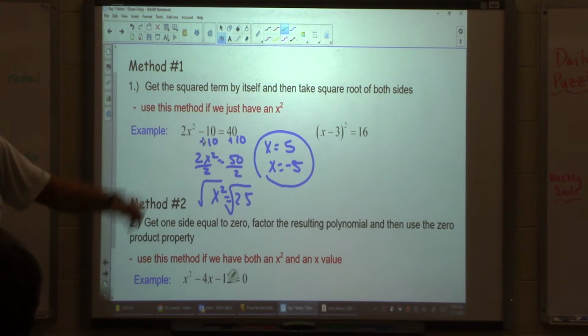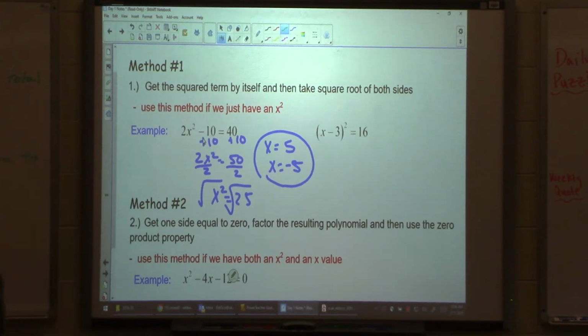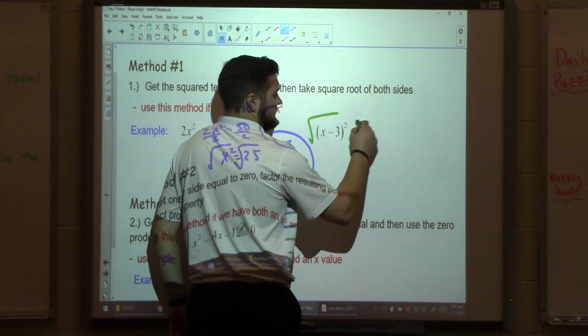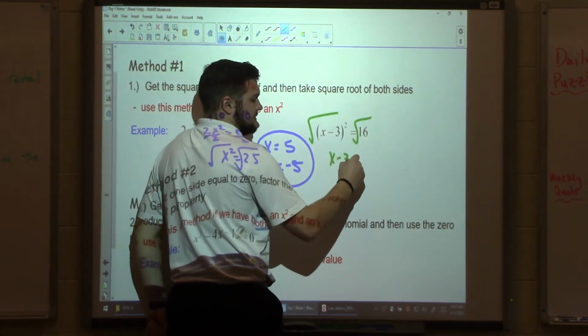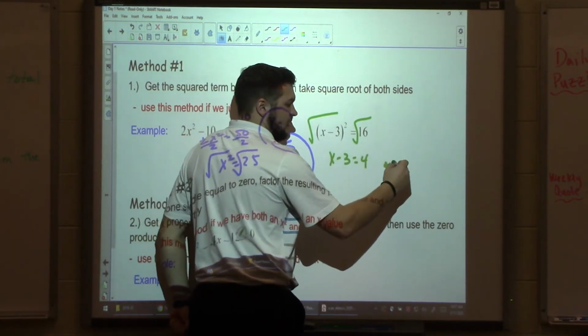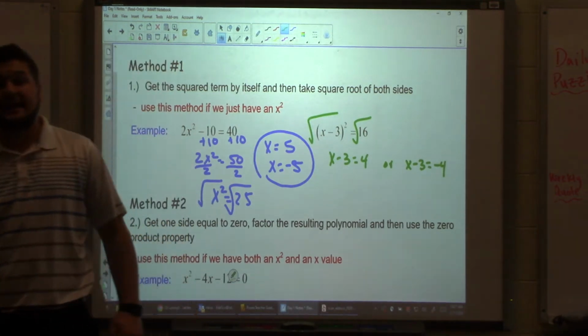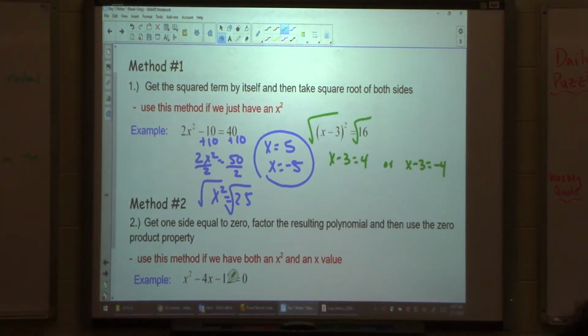Good, the second one. x minus 3 squared equals 16. Well, I already have my squared term all by itself, so I'm going to square root it to start. I get x minus 3 equals 4, or x minus 3 equals negative 4.